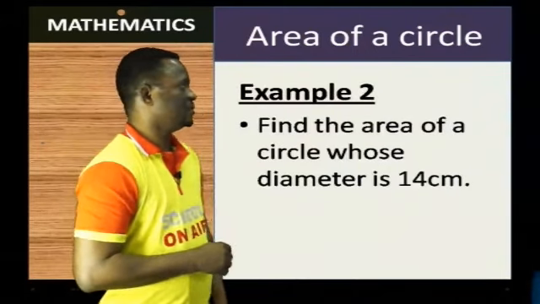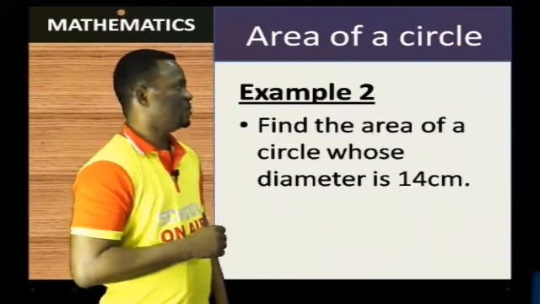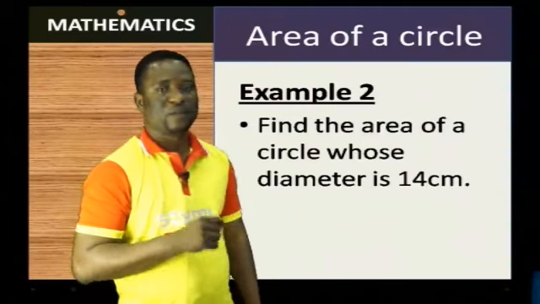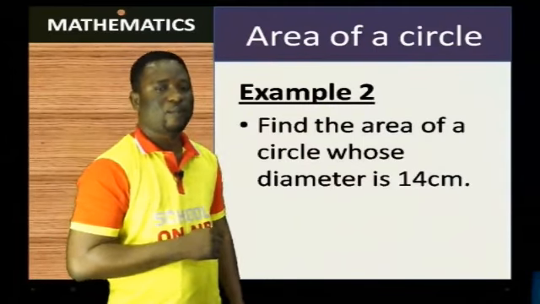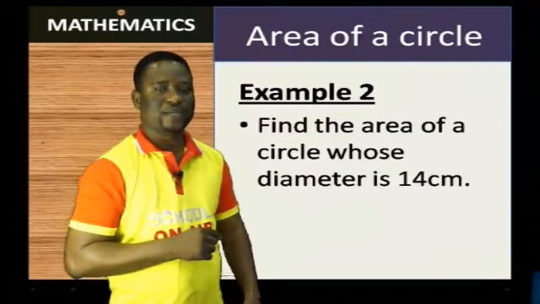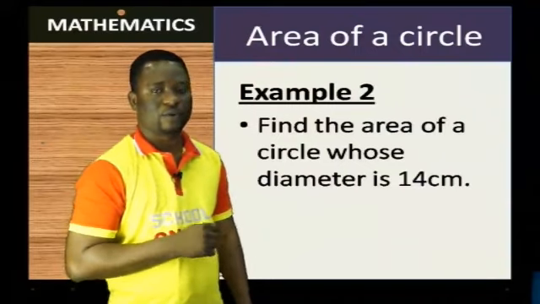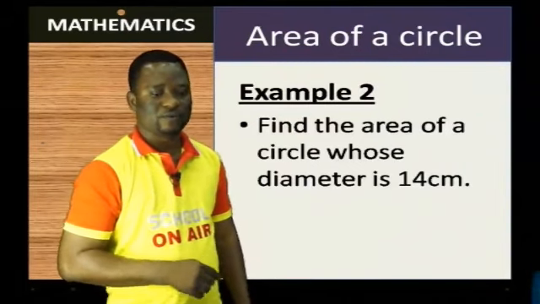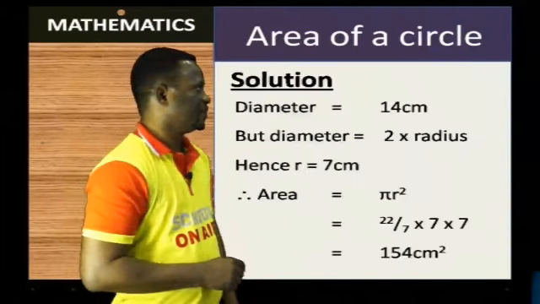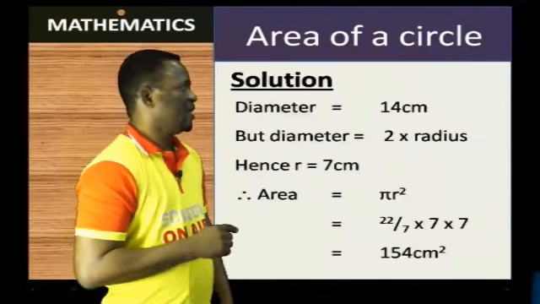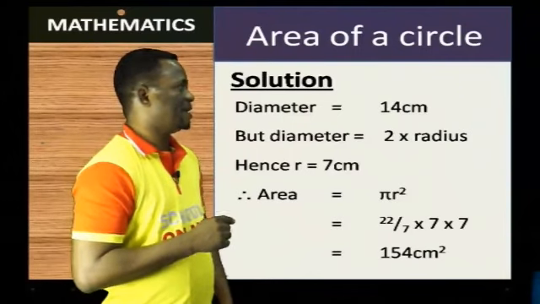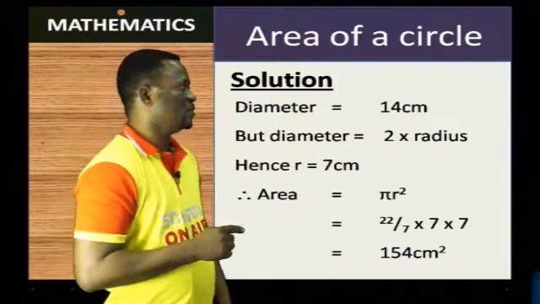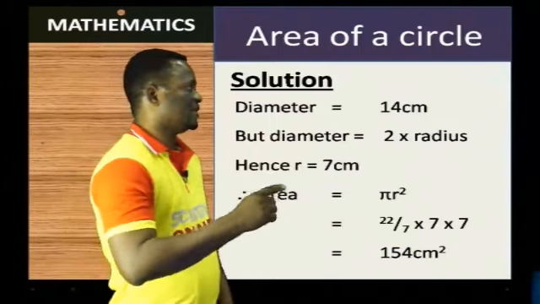Let us look at another example. Example 2. This one says, find the area of a circle whose diameter is 14 centimeter. In this example, we are not given the radius, but the diameter. This is also possible for us because of the relationship between diameter and radius of a given circle. Diameter here is 14 centimeter, but diameter is 2 radius. Definitely to get 1 radius, we have to divide 14 by 2, hence our r is 7 centimeter.